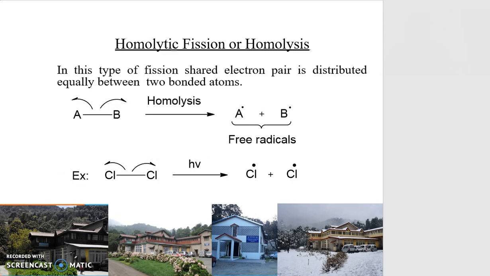Friend, homolytic fission or homolysis. In this type of fission, the shared electron pair is distributed equally between the two bonded atoms. You can see here this A-B bond breaks by homolysis and gives the free radicals A radical and B radical. In a similar way, if you shine light on chlorine molecules, they will give two chlorine free radicals.